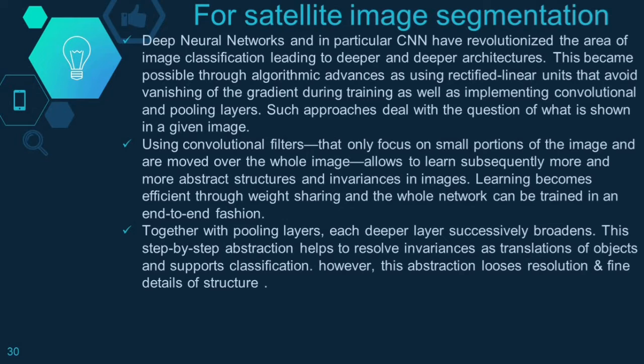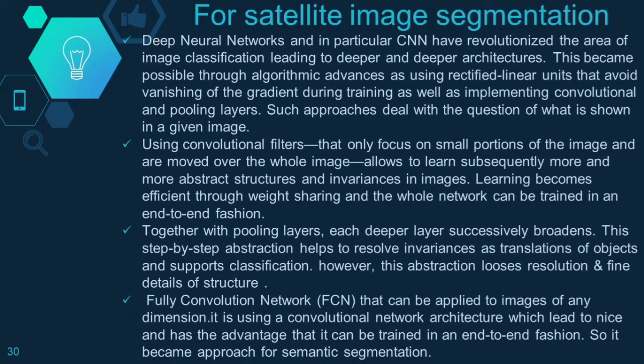And then together with the pooling layers, each deeper layer successively broadens its receptive field. This step-by-step abstraction helps to resolve invariances such as translations of objects and supports classification. However, this abstraction loses resolution and fine details of structure. And then the FCN, that is the fully convolutional network, can be applied to images of many dimensions. It uses a convolutional network architecture which has the advantage that it can be trained in an end-to-end fashion. So it became the approach for semantic segmentation.